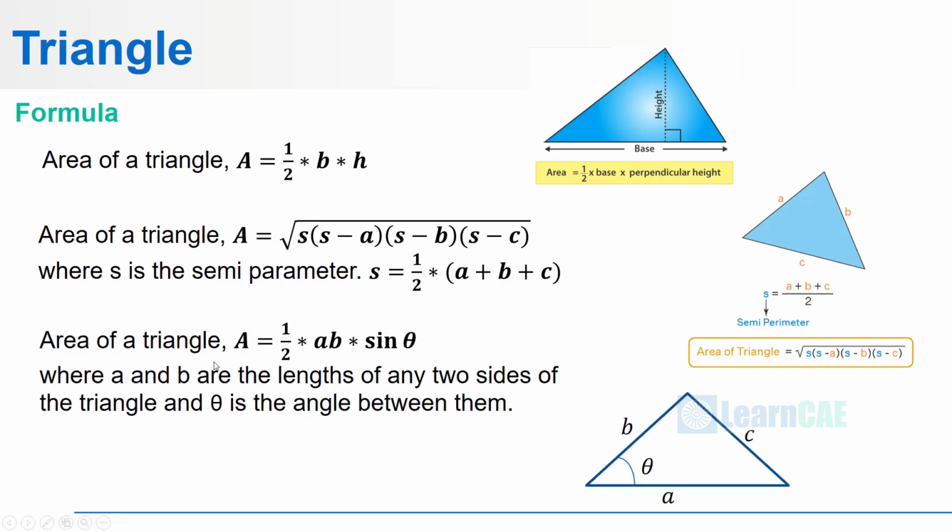And another formula is A is equal to half of AB into sin theta. That is half of the product of the sides and the sine of the angle containing these two sides, where A and B are the lengths of any two sides of the triangle and theta is the angle between them. This is another formula. So you need to remember all these three formula mainly.